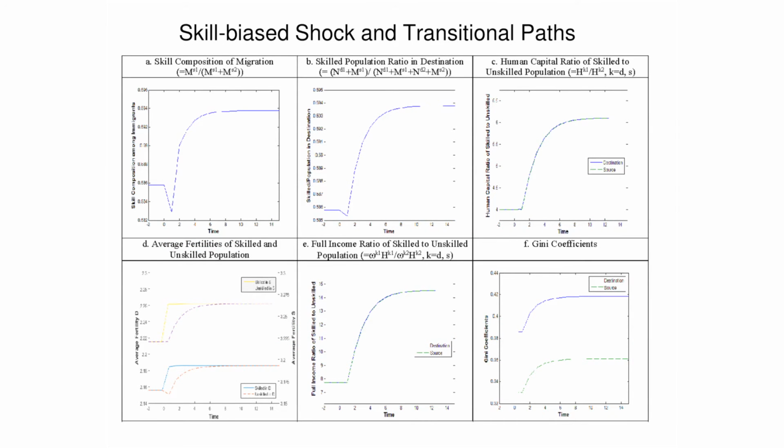So, here are the patterns. You can see the growth in the skill composition, and actually average fertility levels rise a bit as a result. The full income ratio of skilled to unskilled population is also rising until it approaches, of course, a new steady state. And then something that happens to the Gini coefficients. Now, the Gini coefficients, the distributional elements of the model, when you take into account the total skill bias technological shock, they would be rising.